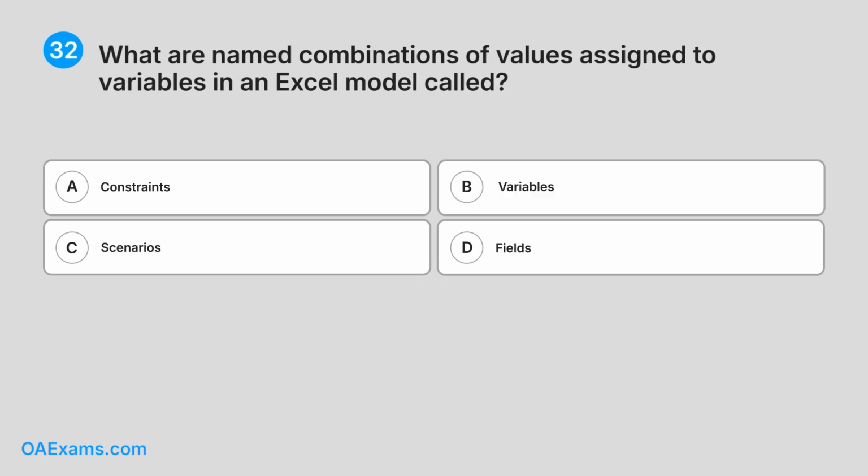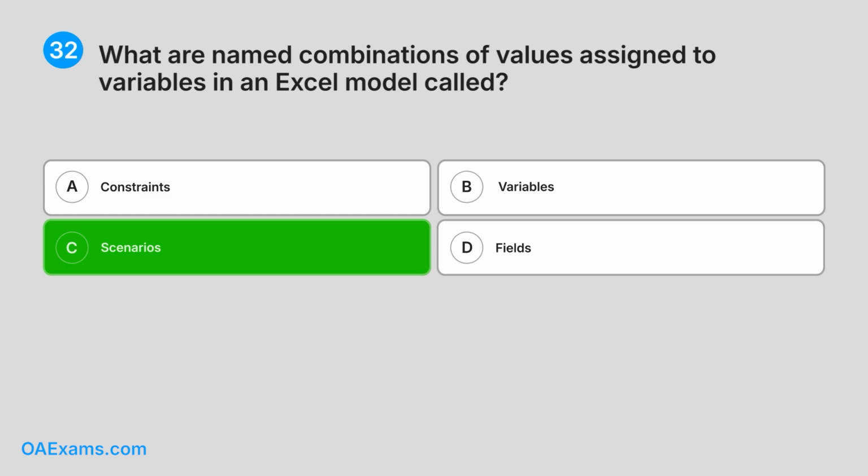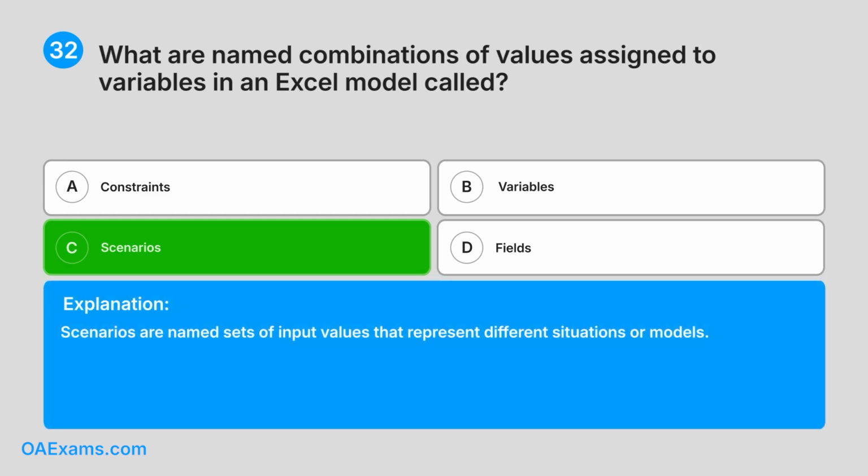32. What are named combinations of values assigned to variables in an Excel model called? A. Constraints. B. Variables. C. Scenarios. D. Fields. Do you know the answer? Correct answer: C. Scenarios. Explanation: Scenarios are named sets of input values that represent different situations or models.